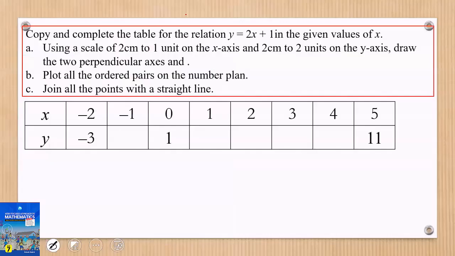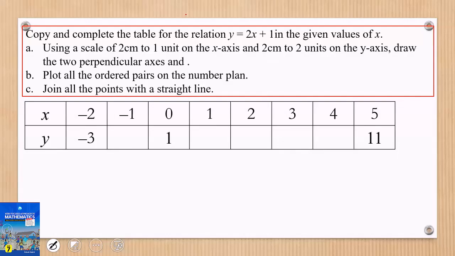Now let's take another example, then we end this video. Now in this case, they say copy and complete the table for the relation y equals 2x plus 1 for the given values of x. And the scale has been given as use 2 centimeters to 1 unit on the x-axis and 2 centimeters to 2 units on the y-axis. Draw 2 perpendicular axes. Plot all the pairs on the number plane. Here they want you to plot everything, so you're going to plot everything. Then join all the points with a straight line.